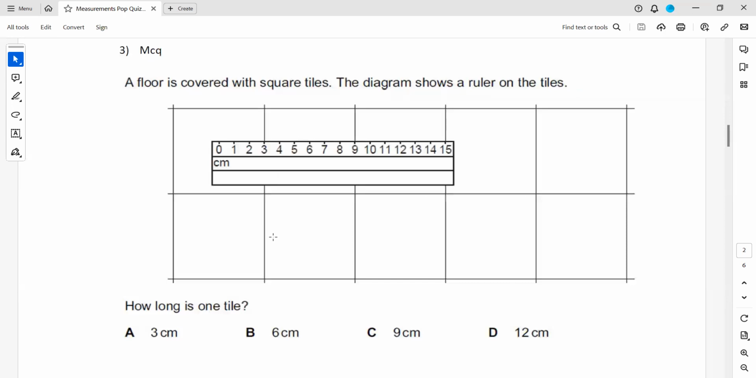The floor is covered with square tiles. The diagram shows a ruler and how long is one tile. It starts at 3 and ends at 9. So what is the length? That will be equal to 6 centimeters. So option B will be the right answer.